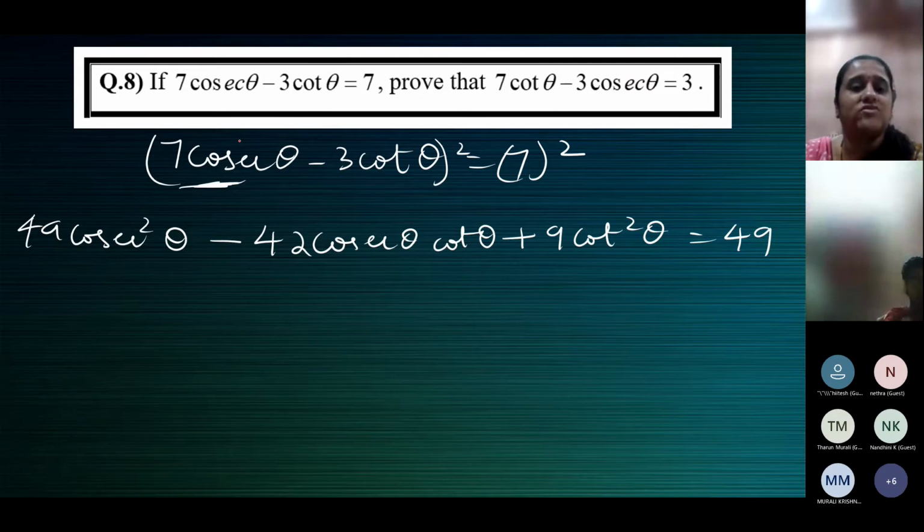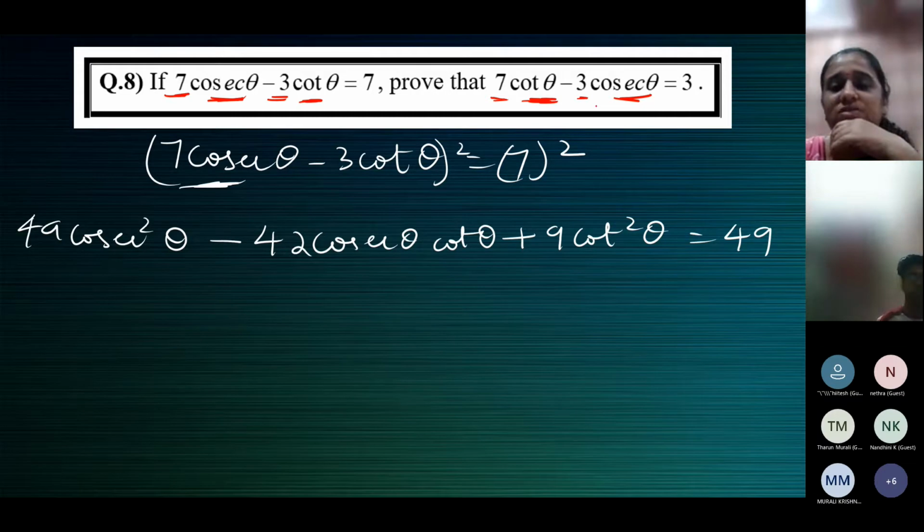Now what you have to do is, you can see here in the equation given and what is to be proved. Here we have 7 cosecant theta, but here it becomes 7 cot theta. Here we have 3 cot theta, but here it is 3 cosecant theta. 7 cosecant theta becomes 7 cot theta. 3 cot theta becomes 3 cosecant theta.